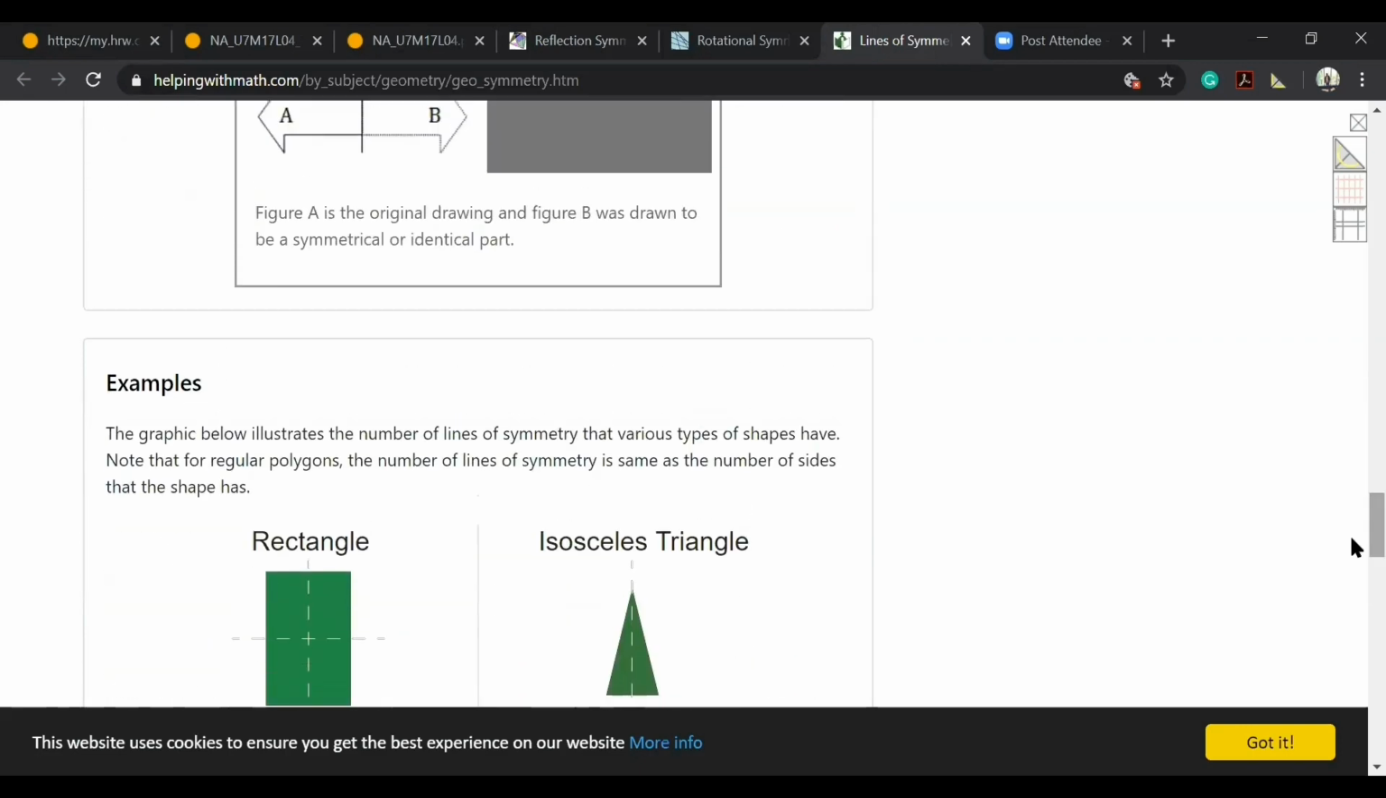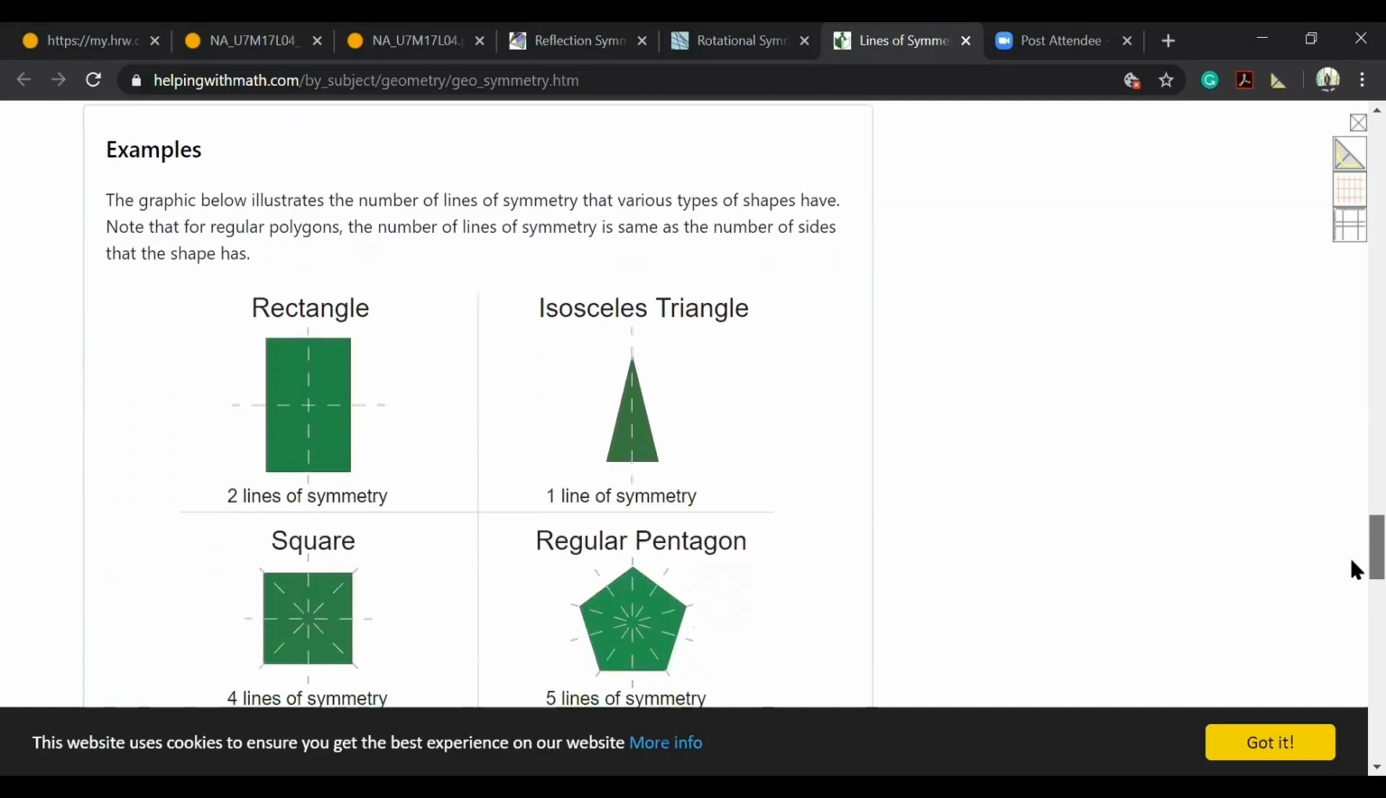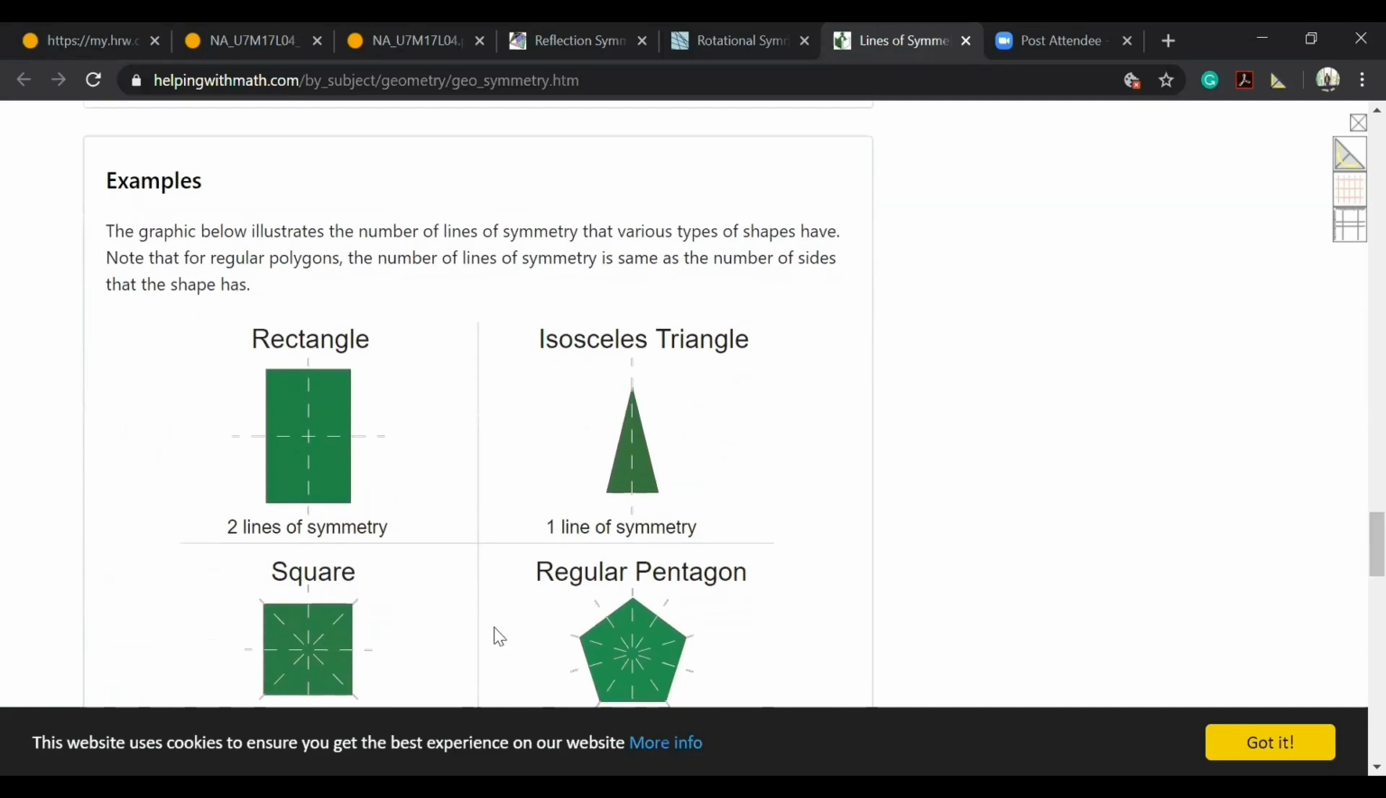For example, for a rectangle, we have two lines of symmetry. For an isosceles triangle, we have one, as we said. These shapes are very, very important. For a square, how many lines of symmetry? We have four. Exactly.